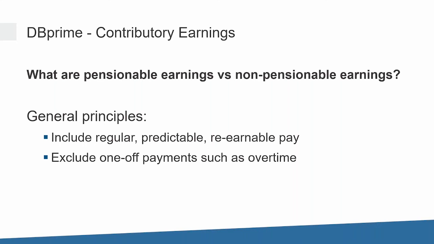Contributory or pensionable earnings are earnings that are used to calculate contributions and must include regular, predictable, and reoccurring earnings. One-off payments or payments that are similar to overtime would not be included. These types of earnings would be considered non-pensionable earnings and are not used in calculating contributions. Other examples of non-pensionable earnings are vacation pay while active, honorariums, and payments in lieu of benefits. A few examples of pensionable earnings for full-time members include lump sum, re-earnable merit pay, pay equity settlements, shift premiums, and the coordinator allowance.